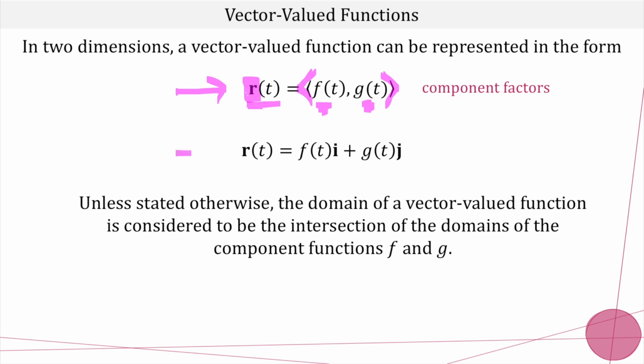The other version of this is called unit vectors, and it's the same thing. It's just that we've got the x parametric function followed by i plus the y parametric function followed by j. We don't use that as much in calculus. Maybe that's more of a physics thing, but it's good to know and to be able to use both of them. Unless otherwise stated, the domain of a vector valued function is considered to be the intersection of the domains of the component functions f and g.